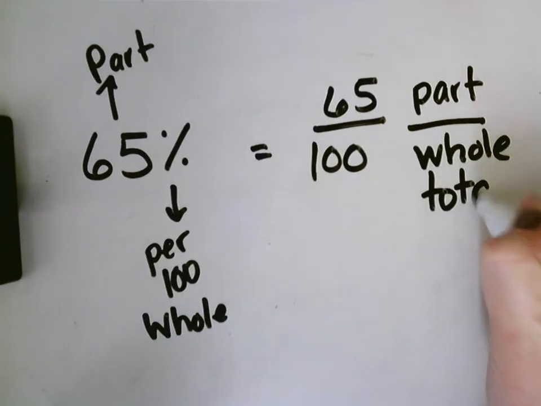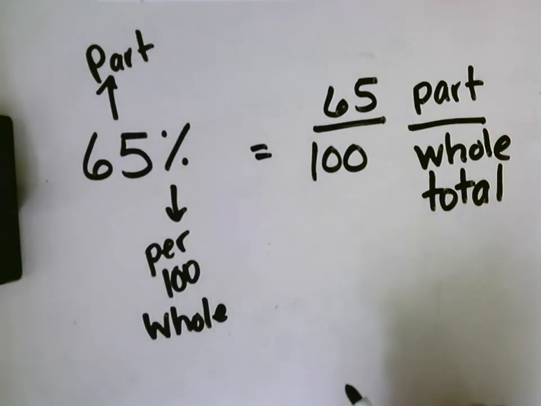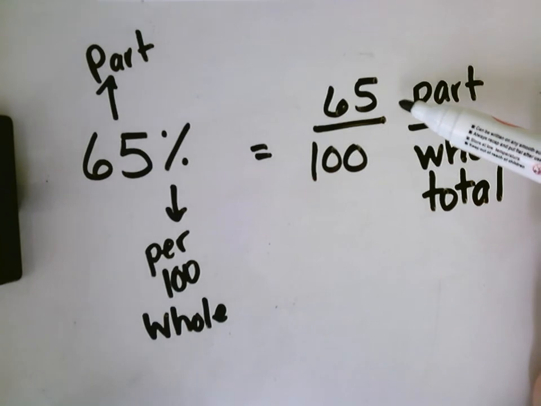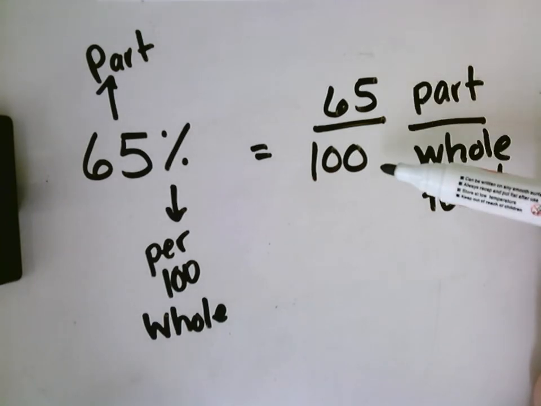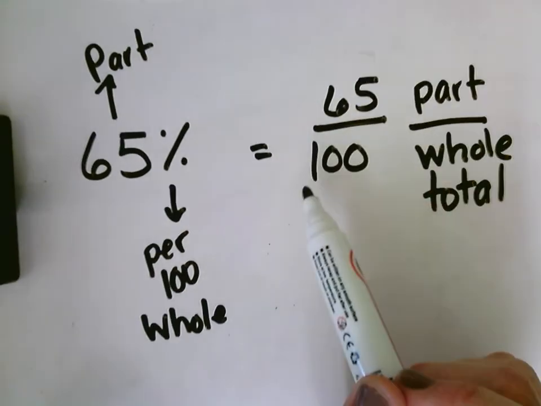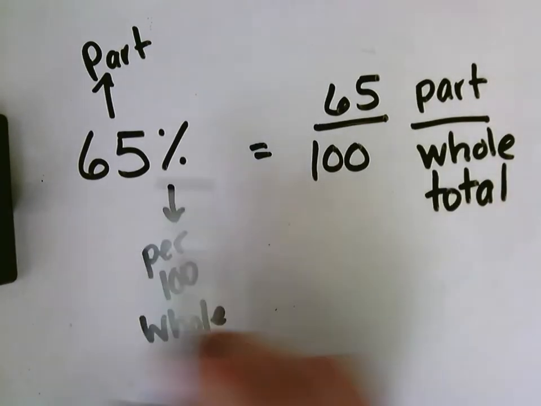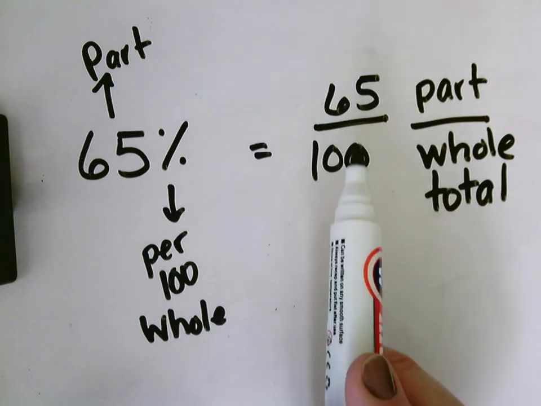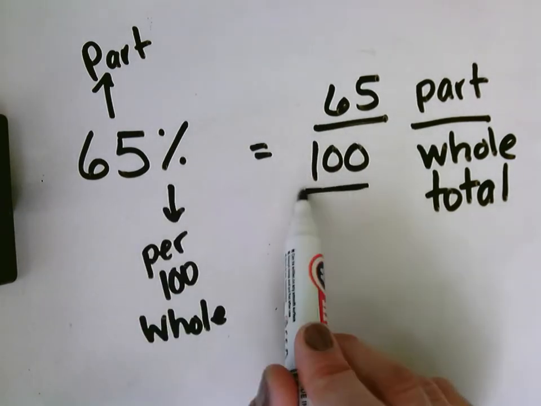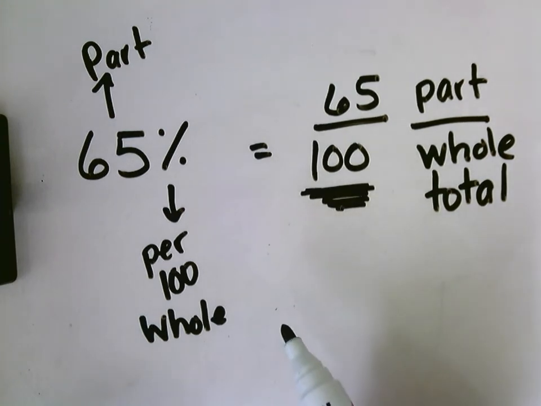Sometimes you'll see the word whole, sometimes you'll see the word total. So 65 out of 100, 65 is part of the total, part of the whole. So 65% could be a fraction of 65 100ths. So we can write percents as fractions, and we can write fractions as percents as long as our denominator is 100. If our denominator is 100, we can write a percent from a fraction. We're going to look at that a little bit more in the next video.